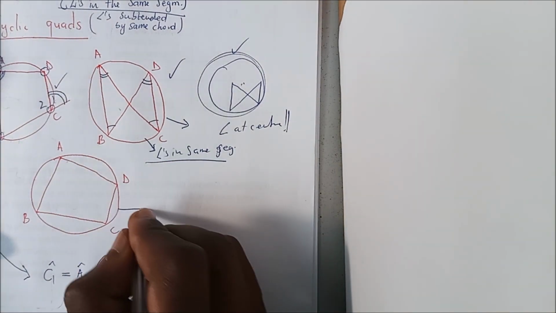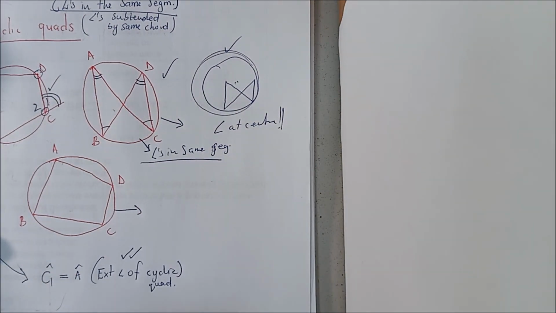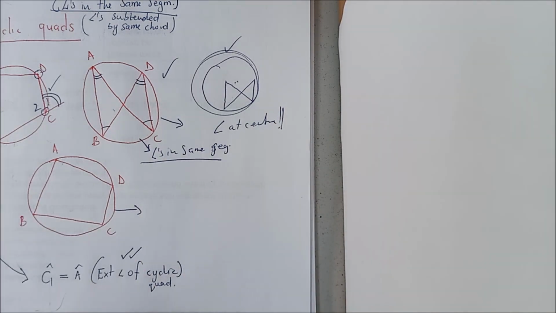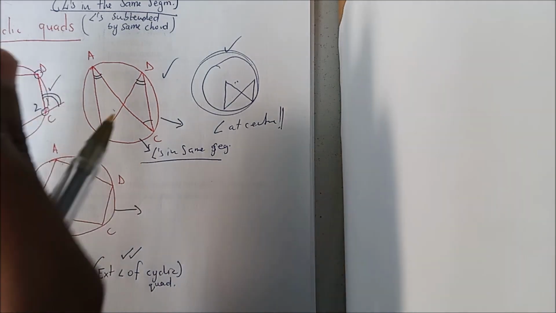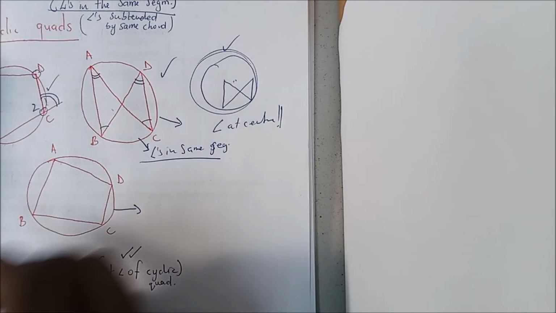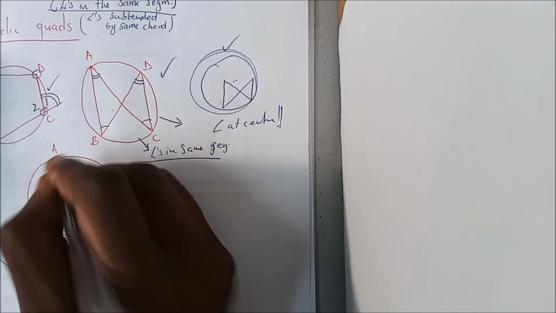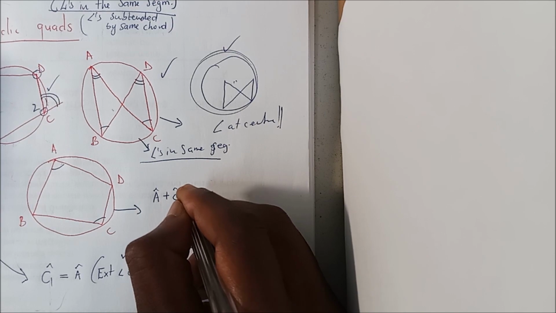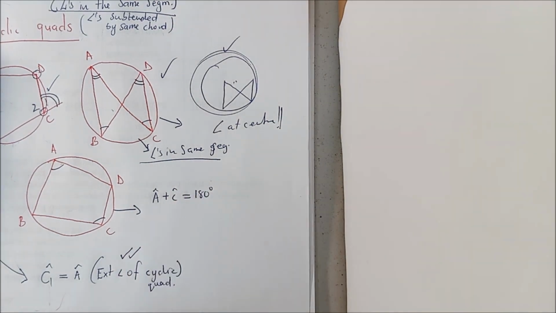And then let's look at this one here. This one, we are saying the ones that are opposite add up to 180 degrees. But if this is a cyclic quad, then the ones that are opposite add up to 180 degrees. So which two angles are opposite here? That's A and that's C. So that means A plus C must give us 180 degrees.